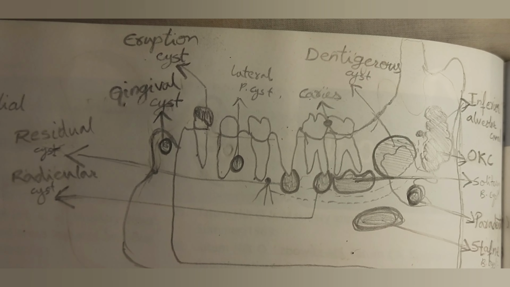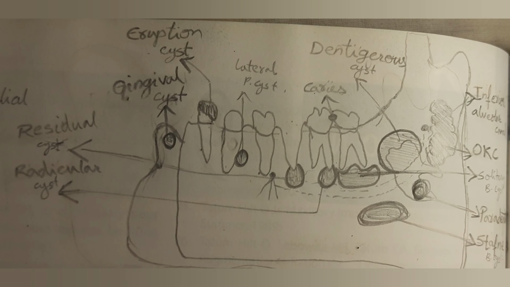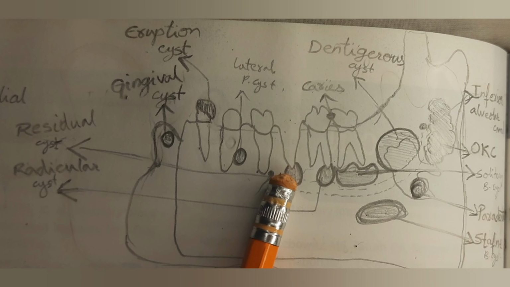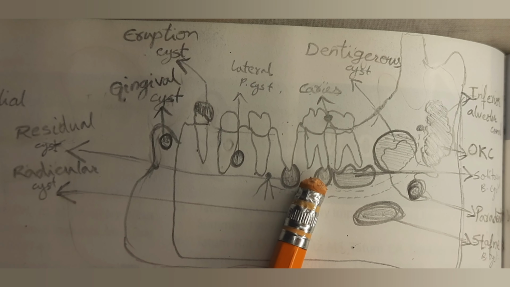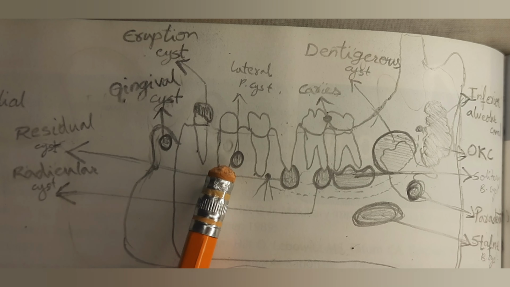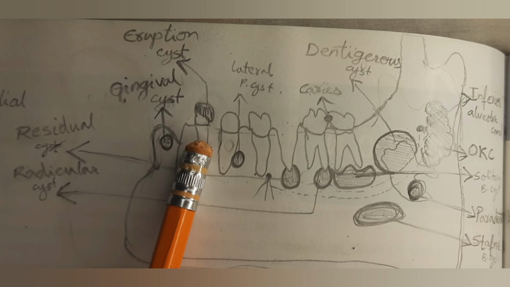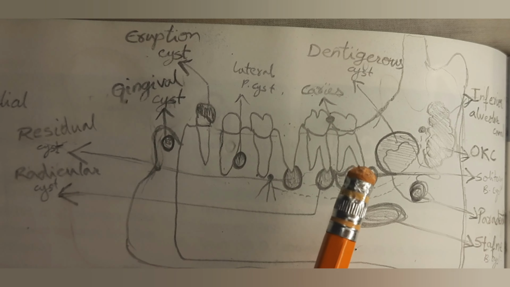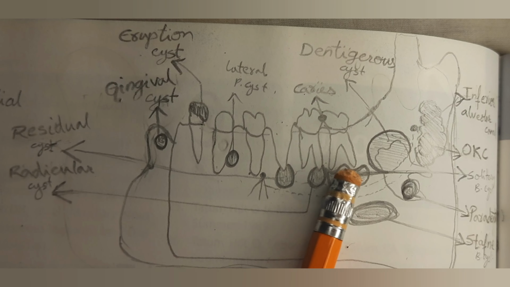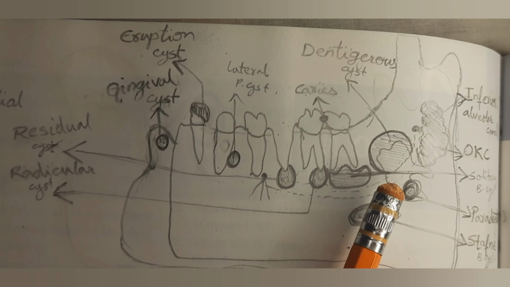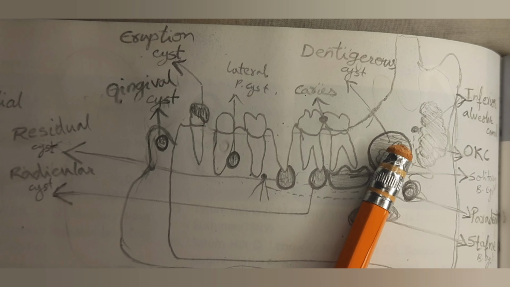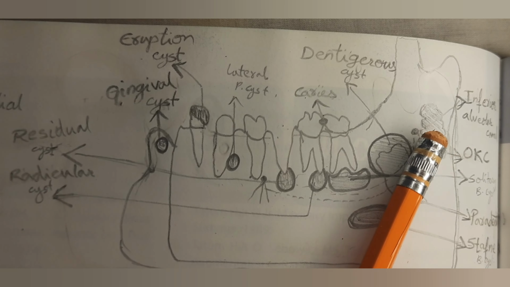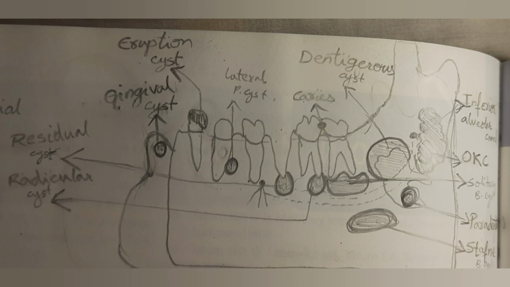Now let's see a diagram showing the location of a few cysts. See here, this is the residual cyst. Here, radicular cyst. This is the lateral periodontal cyst, eruption cyst, gingival cyst. Here you can see solitary bone cyst, paradental cyst, Stafne bone cyst. Over here you can see dentigerous cyst, OKC. So that's all about it.